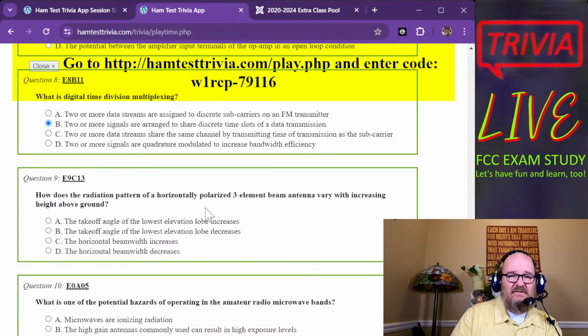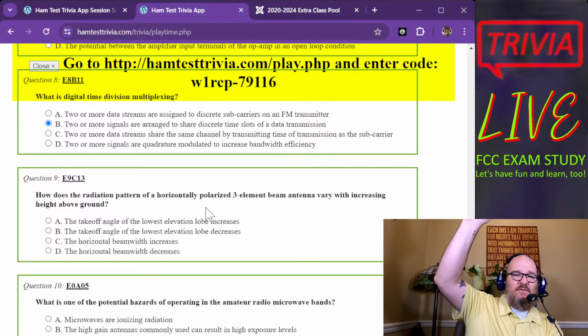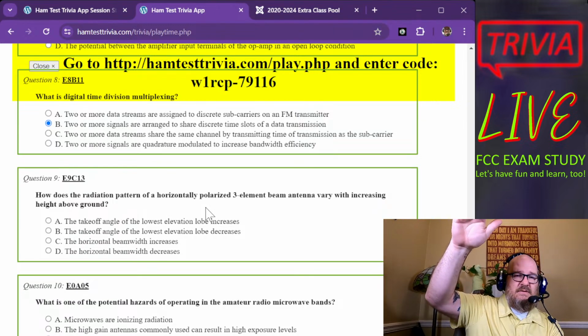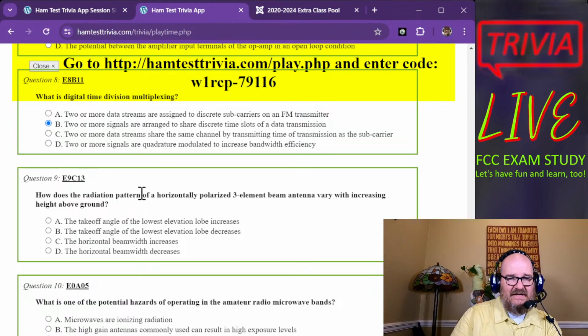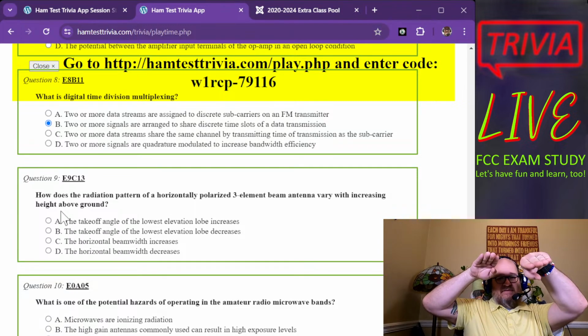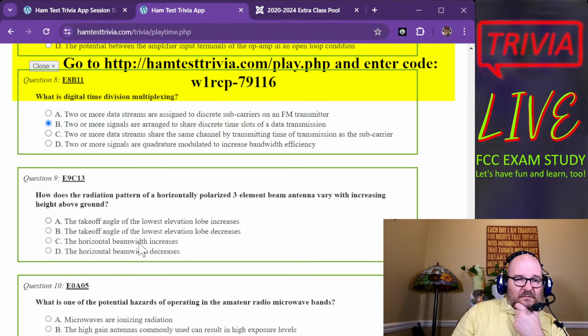How does the radiation pattern of a horizontally polarized 3-element beam antenna vary with increasing height above ground? The takeoff angle. How does the radiation pattern vary with increasing? Okay, so there's what we're looking for, with increasing height. So you got to read these questions to see exactly what they're asking. That's just a test-taking strategy. As it goes up, I believe the radiation angle comes down. So that's going to be the takeoff angle.